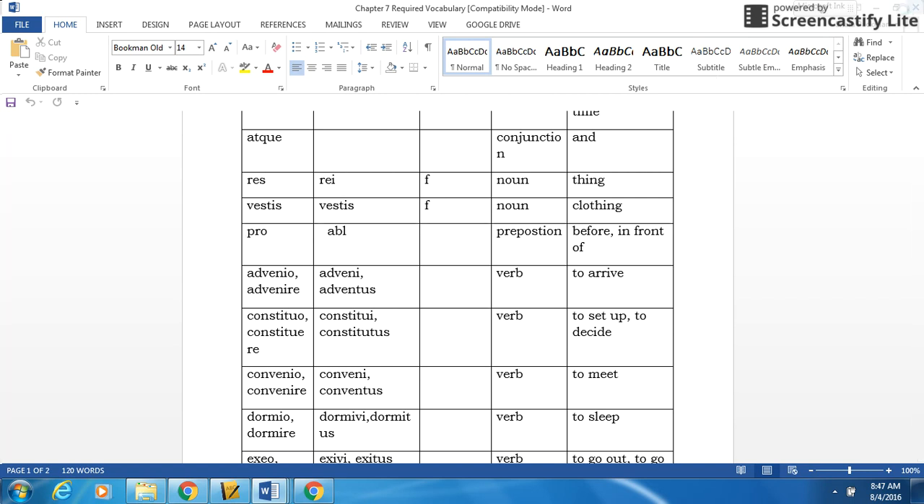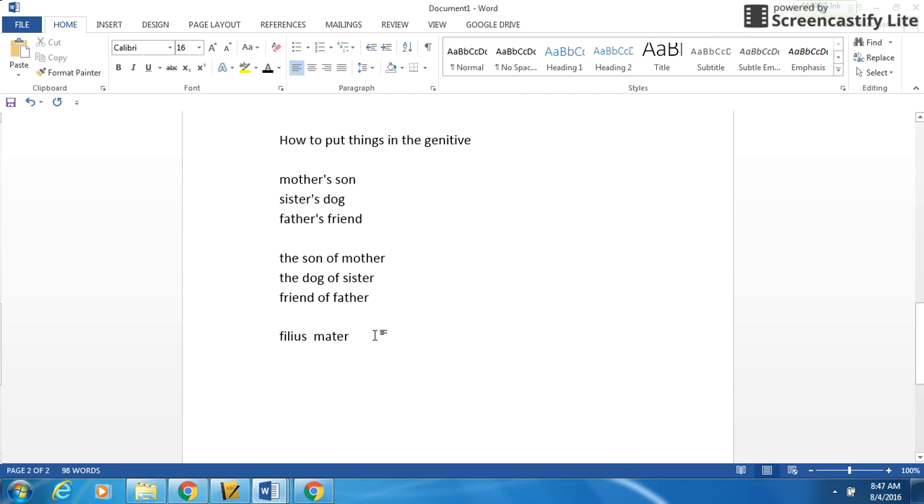So if we go back to chapter 1 vocab, you will see in your vocab mater and matris. This one is the genitive. So in order to say the son of mother or mother's son, it's just filius matris. That's it. Also, sister's dog. Well, you've got dog, which is canis, right? Again, it doesn't have to change because it's nominative. And then you go to your chapter 1 vocab to find sister, and you find soror, sororis, which is the genitive. That's how you do it.